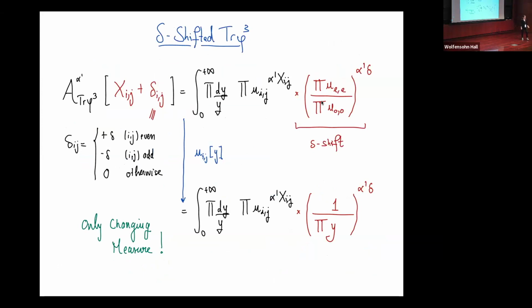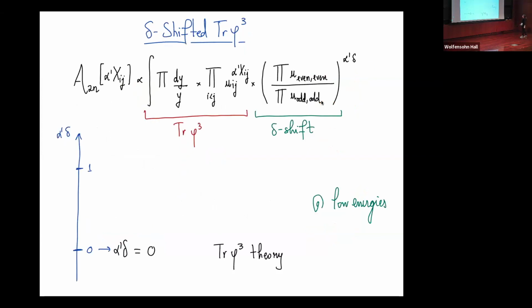So the statement is that if you start with this stringy trace phi cube theory and you shift the kinematics by a linear shift that I'm calling delta_ij, where delta_ij is equal to plus delta if i and j are both even, minus delta if they're both odd, and 0 otherwise, then all that happens in the integral is that we have this extra factor over here that very nicely, when we write the u's in terms of the y's, simplifies into something which is really only changing the integration measure. So for simplicity, this delta shift is really just changing the integration measure of our integral.